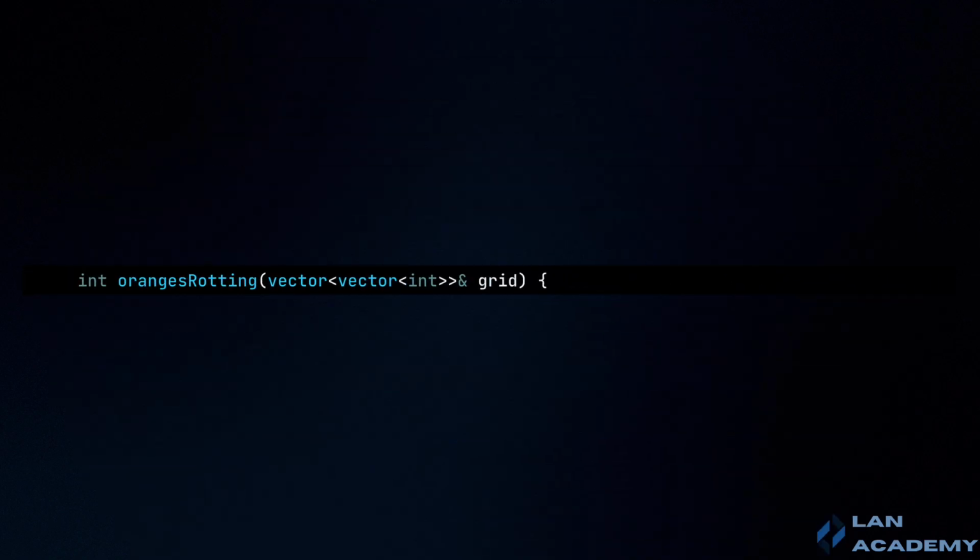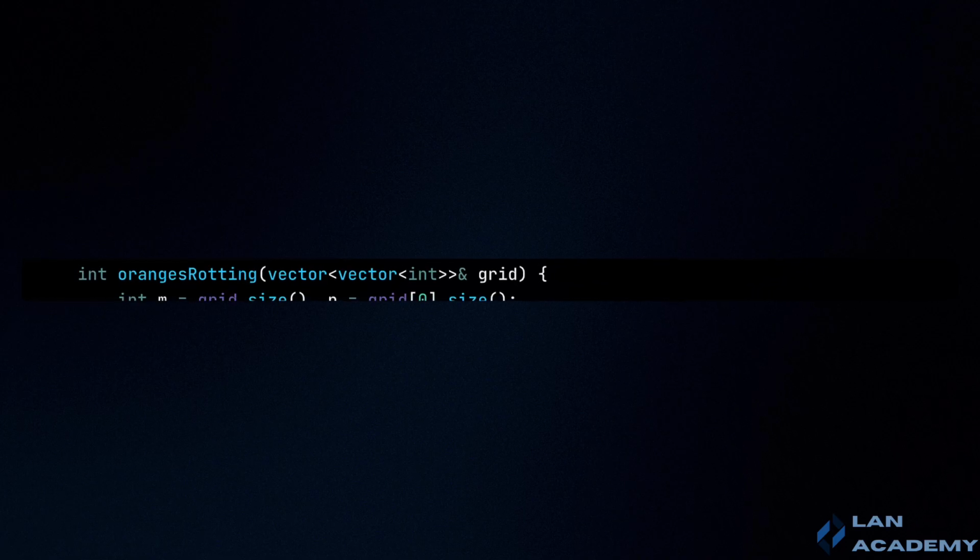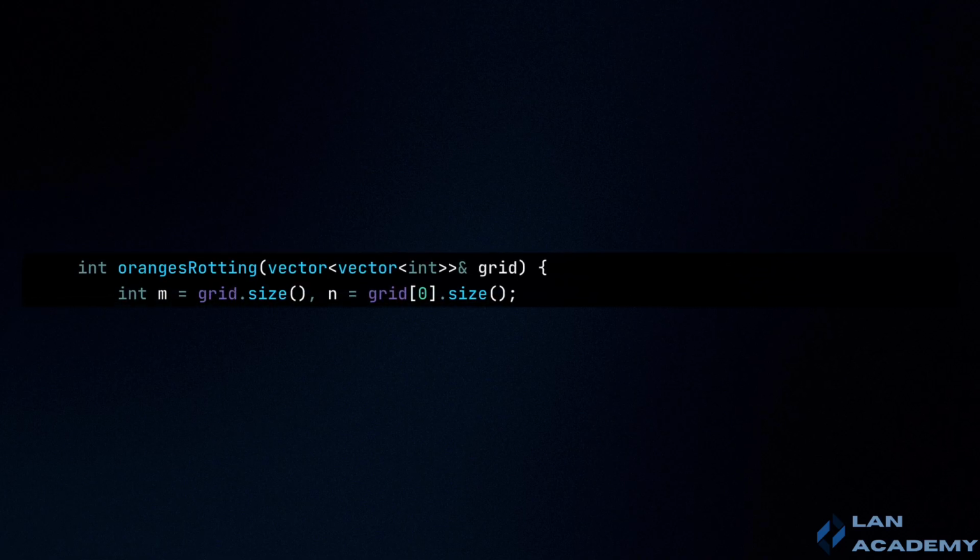We begin by defining the orangesRotting function, which receives a matrix grid of type vector and returns an integer value representing the minimum time required, or -1, if it is not possible to rot all oranges. The initial step involves determining the dimensions of the matrix by storing the number of rows m and columns n. This setup helps in managing boundary conditions during traversal.